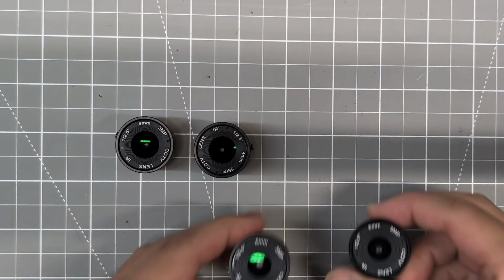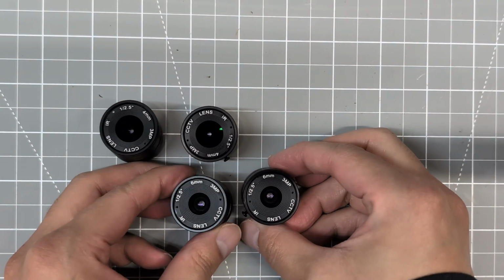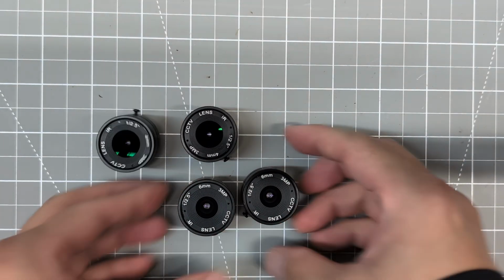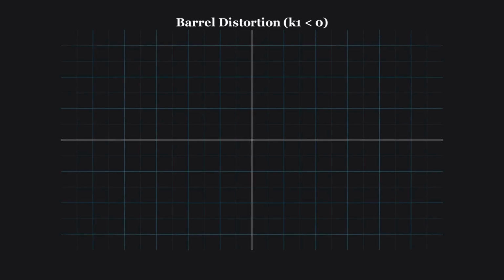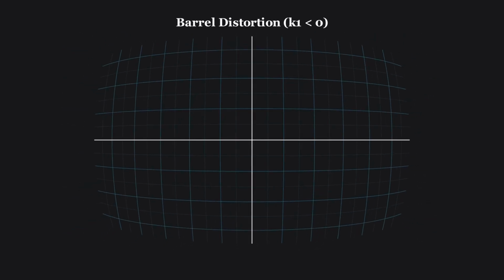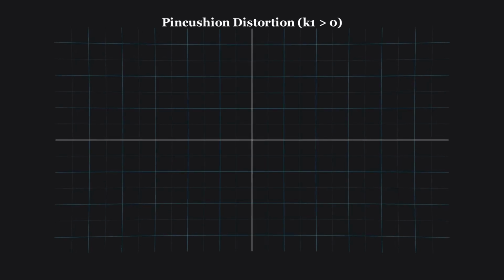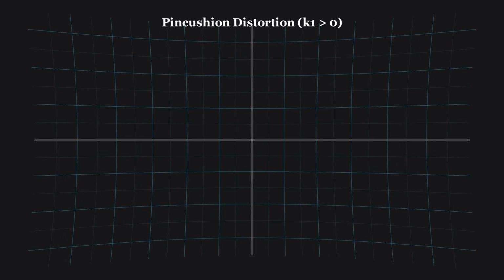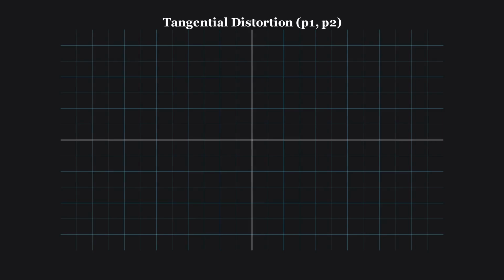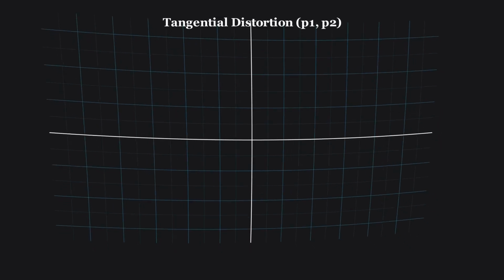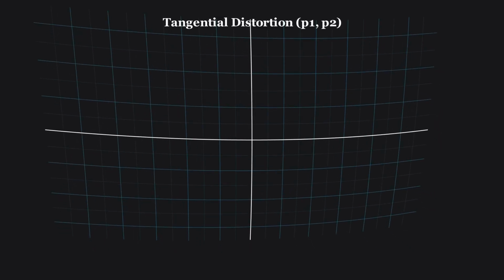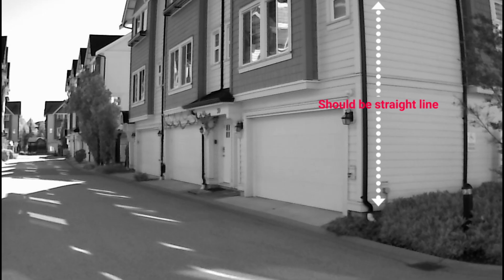Every camera lens has distortion, no exceptions. The most common distortion types are barrel distortion, pincushion distortion, and tangential distortion. They sound fancy, but in short, they just bend your image in ways your robot definitely won't appreciate.